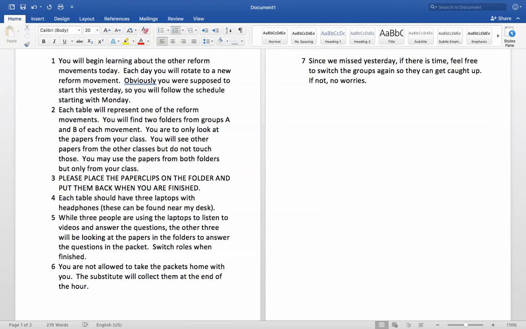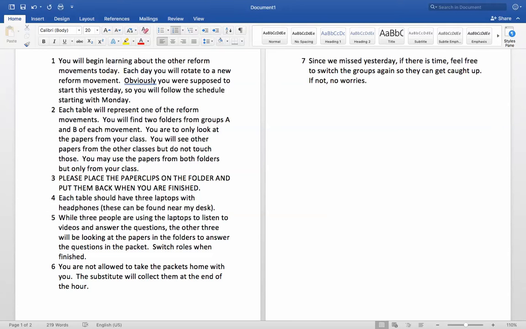You will find two folders from groups A and B of each movement. You are only to look at the papers from your class. You will see other papers from the other classes, but do not touch those. You may use the papers from both folders, but can only use the ones from your class. So let's say you look in folder A and it's prison and it doesn't have a ton of information. You might want to then go to folder B and look at the information from the people in your class for that one. Hopefully, you can find all the info between the two packets.